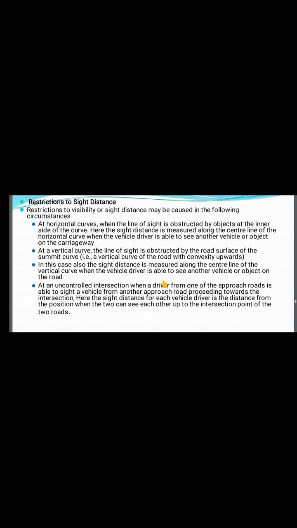Convexity, convex, concave. I think you all studied the concave surface and the convex surface. It means it is a convex type of surface, convexity upwards. In this case also, the sight distance is measured along the center line of the vertical curve when the vehicle driver is able to see another vehicle or object on the road.